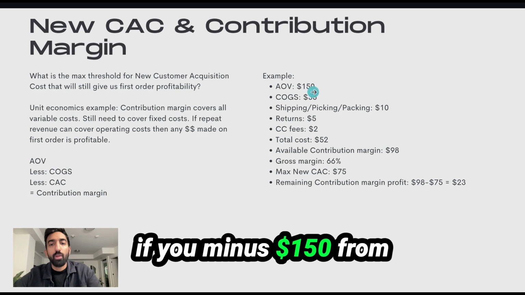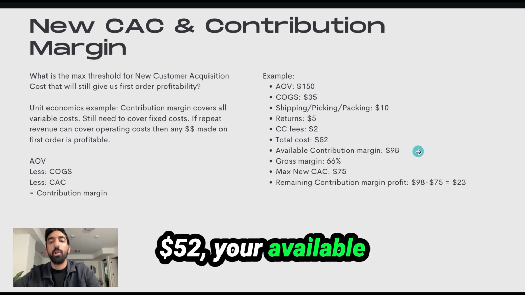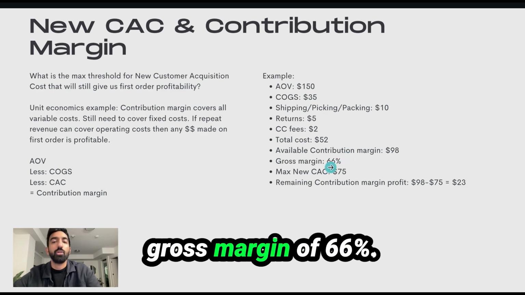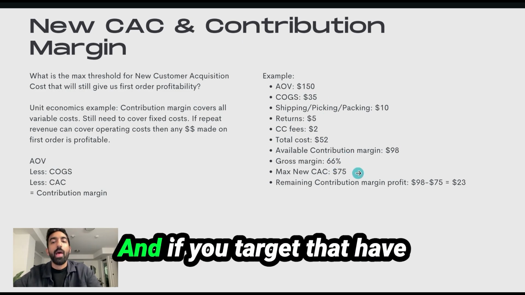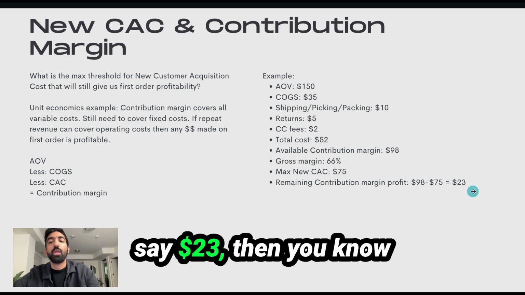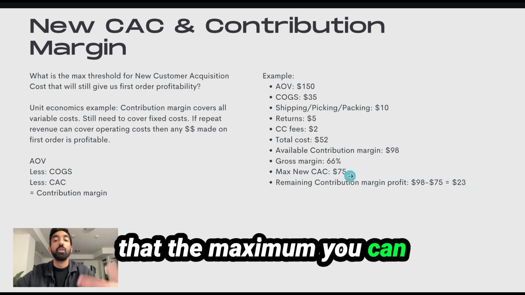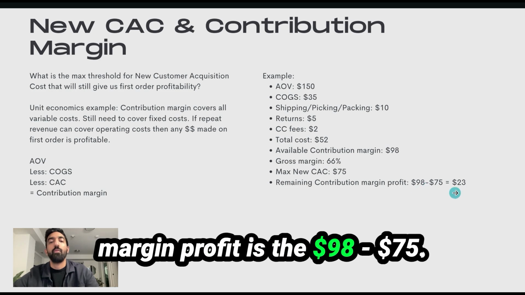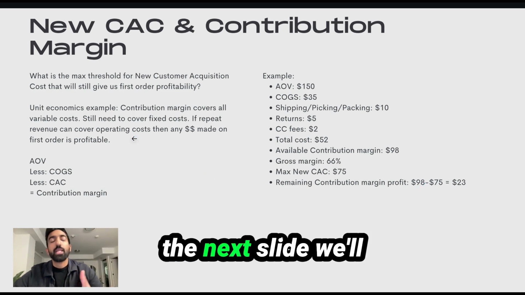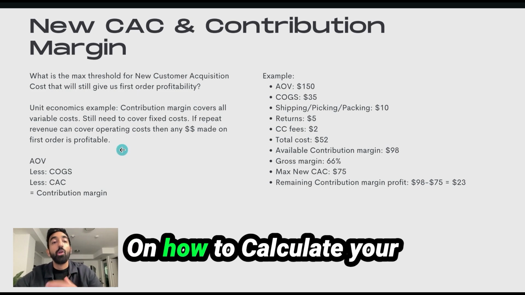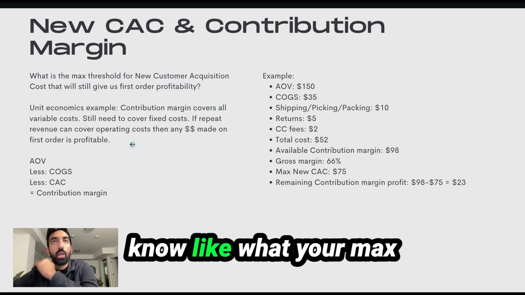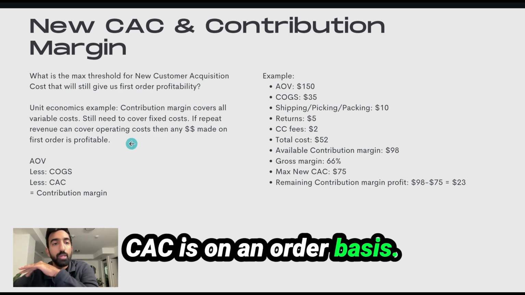If you subtract 52 from 150, your available contribution margin is 98, which gives you a gross margin of 66%. And if you have a target of, say, $23, then you know that the maximum you can spend to acquire a new customer is 75. So the remaining contribution margin profit is the 98 minus 75. The next slide will give an example on how to calculate your ad spend target, but this is just helpful to know what your max CAC is on an order basis.